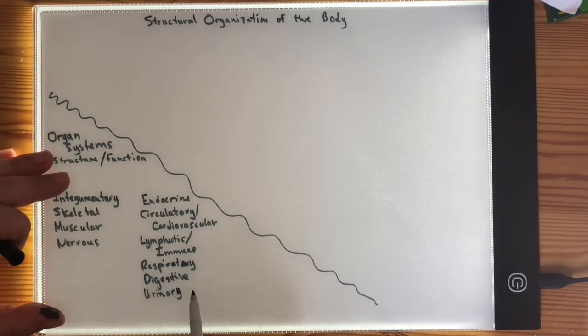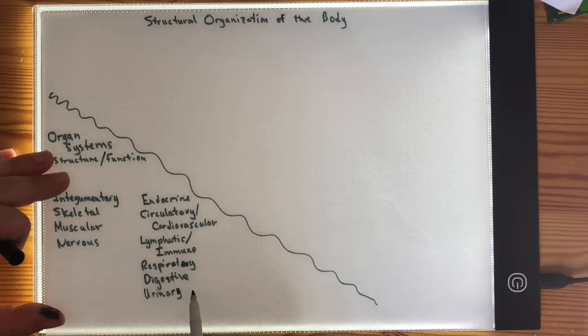So the respiratory system has structures that include, of course, the mouth, pharynx, trachea, and then the lungs, the bronchi of the lungs. The function of the respiratory system is to exchange oxygen in, carbon dioxide out.